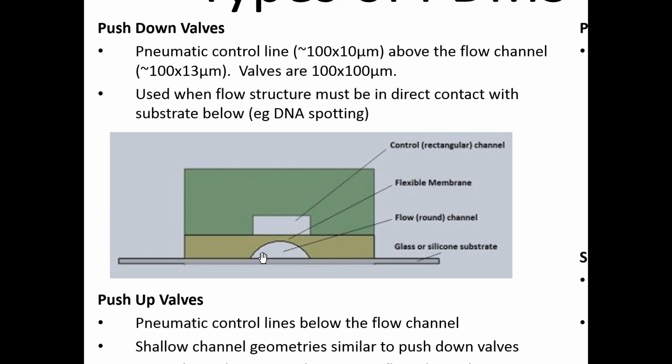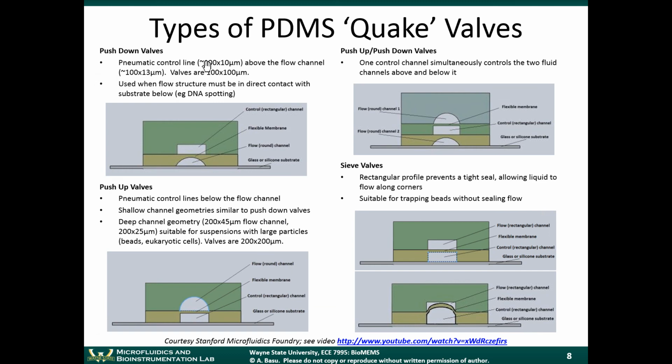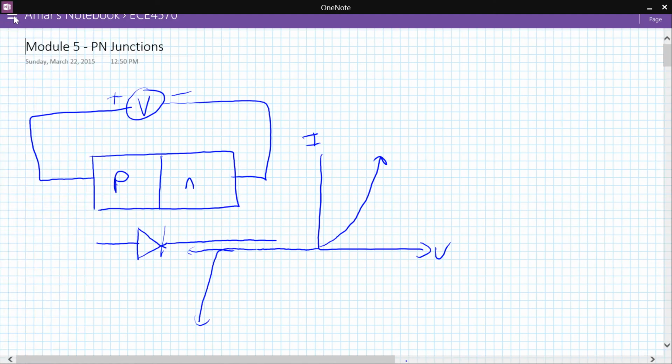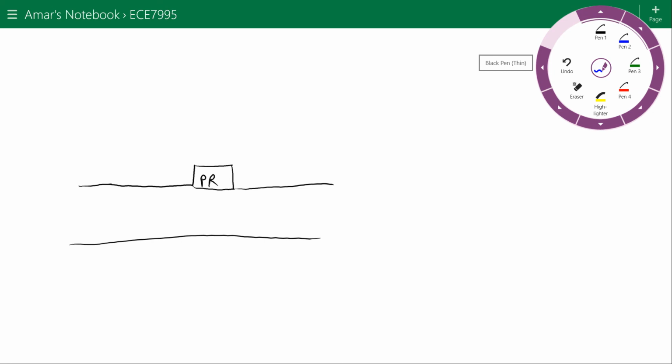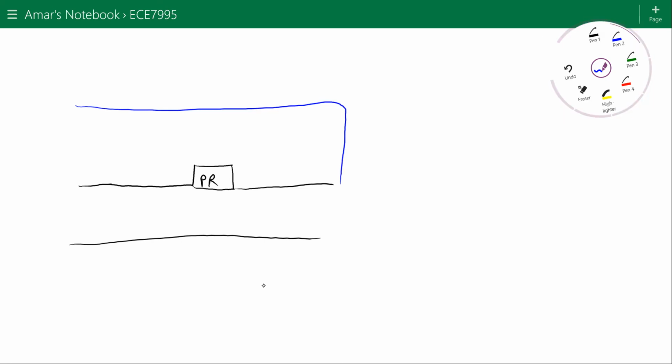Now, let me just draw a quick diagram so we're absolutely clear on this. So in the soft lithography process, let's say you put your photoresist on here like this. So this is photoresist, or SU8, and this is your substrate here. And then if you want to make a standard microfluidic channel, you would basically pour PDMS over this entire region, and this would become your channel. When you remove the PDMS, you'll have a channel that's the negative replica of this.